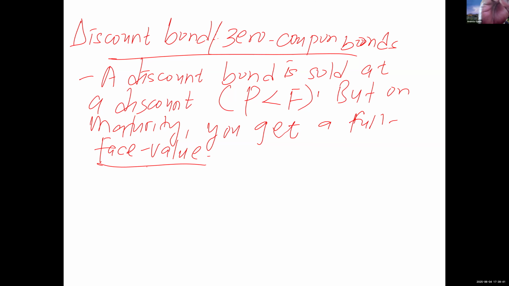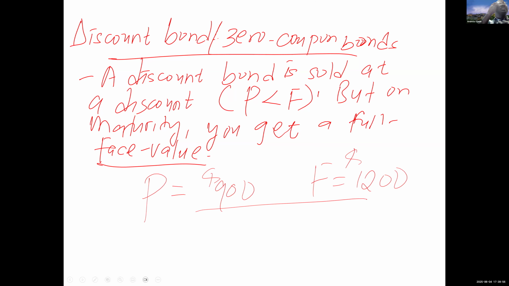So let's say, suppose P was 900. And let's suppose the face value of this bond is $1,200. So the reason why this is called discount, how you make money, let's say this bond matures in 1 year. So that means you're going to buy it for $900. But after 1 year, when it matures, the government that issued that bond is going to pay you $1,200. So that means you would have made $300 in what? In profit, in interest.